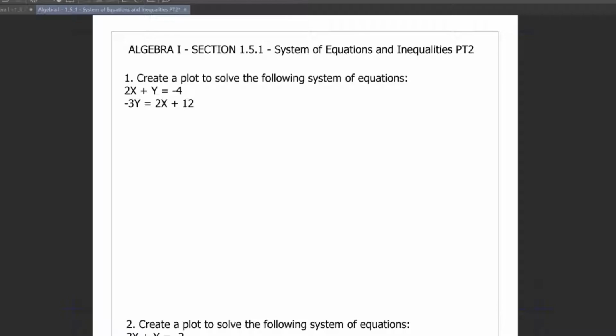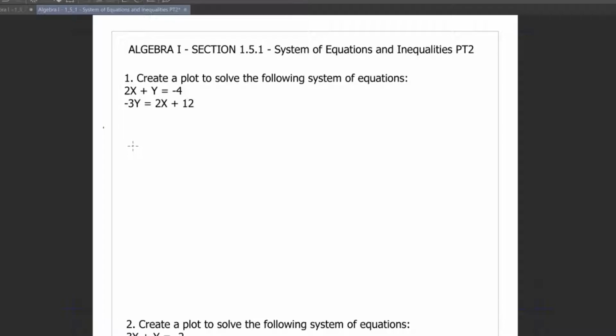Today we are going to continue System of Equations and Inequalities. So that's going to be Algebra 1, Section 1.5.1. Last time we did Section 1.5.0, and that was the same thing. So we're going to continue on that point today, just to further cover what a system of equations is, how to create one, and this time how to plot one, or at least how to put one on a table. Okay, and let's go ahead and get into it.